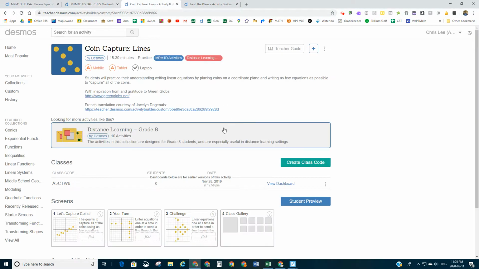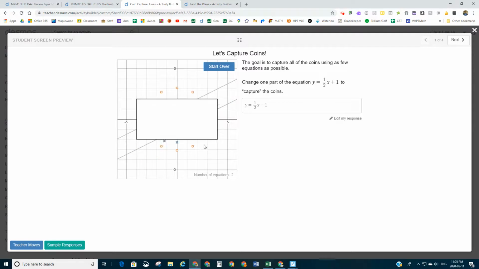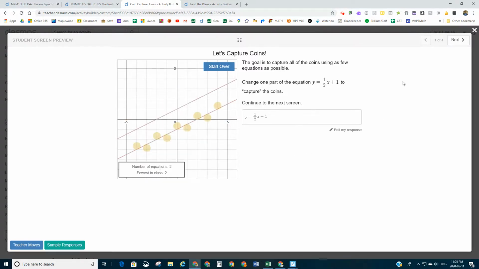Next, coin capture. Very similar to Marble Slides. You're going to go off and write an equation to try and capture the coins. You see that this equation is too high because the y-intercept is +1. So we can go off and change this to -1. Submit, and we get all of the coins. So we did it in 2 guesses. I bet you could do it in less than that.